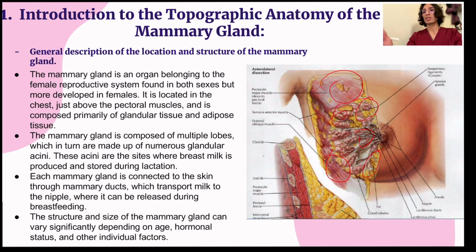The mammary gland is composed of multiple lobes, which in turn are made up of numerous glandular acini. These acini are the sites where breast milk is produced and stored during lactation. Each mammary gland is connected to the skin through the mammary ducts, which transport milk to the nipple, where it can be released during breastfeeding. The structure and size of the mammary gland can vary significantly depending on age, hormonal status, and other individual factors.